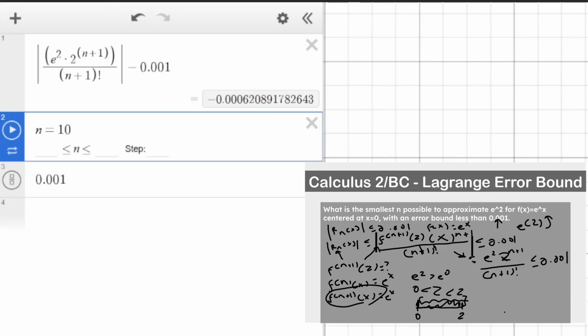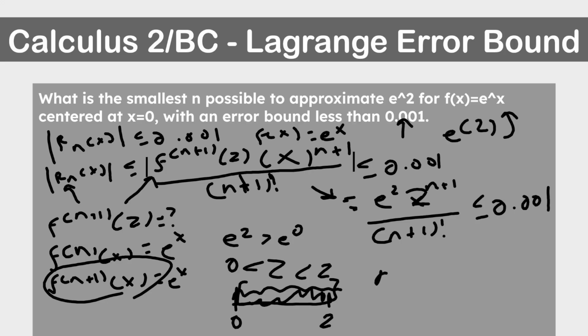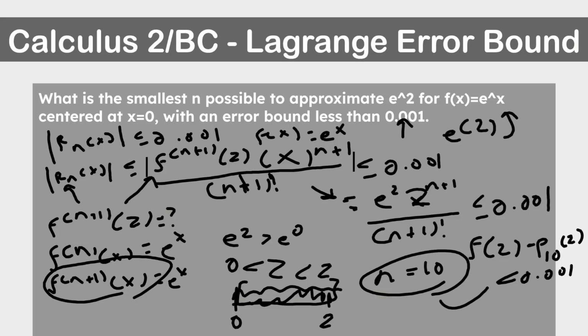So when we plug in n equals 10 into the equation, we finally get a negative value, showing us that when n equals 10, the error bound between f of 2 and the polynomial at 2 is less than 0.001. So basically, the Maclaurin series has to have a degree of 10 so that the error bound between the actual function and the polynomial is less than 0.01.